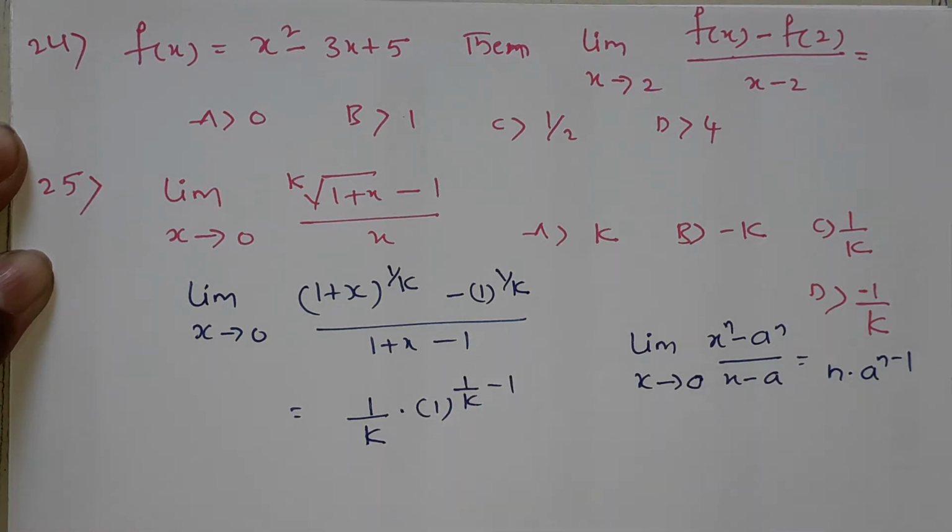1 power something is always 1. 1 power 1 lakh, 1 power 200, 1 power minus 200, 1 power under root 100, all values are equal to 1. So that's why we take 1 by k. Option is C. Option is C.